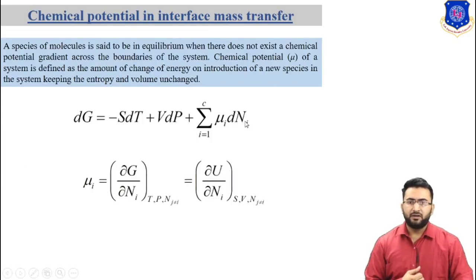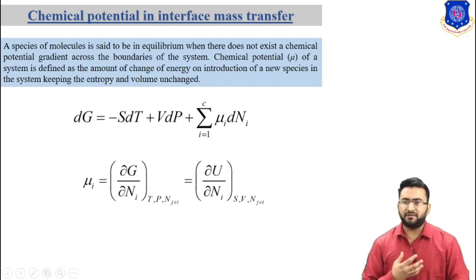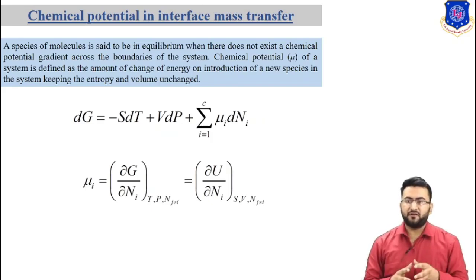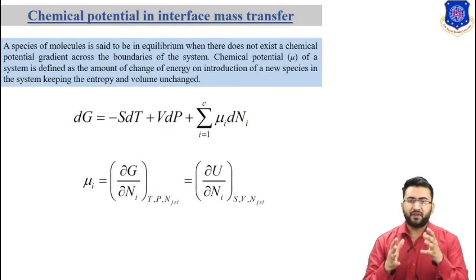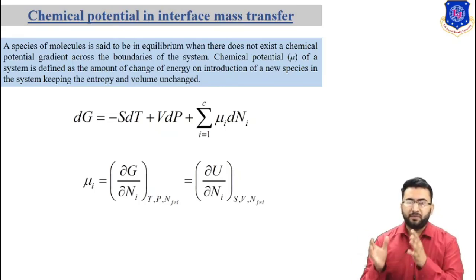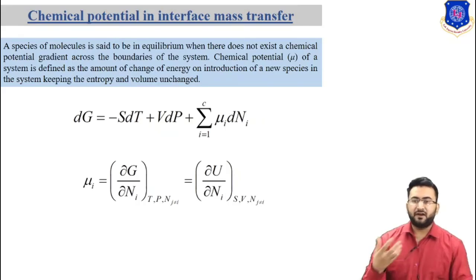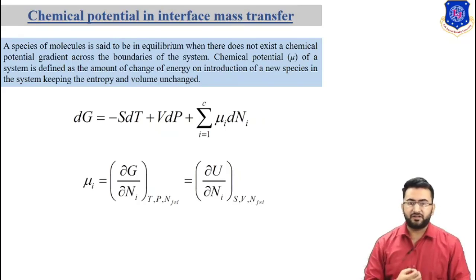Now let's talk about the chemical potential in interface mass transfer. A species of molecule is said to be at equilibrium when there does not exist a chemical potential gradient across the boundary of the system. Chemical potential, denoted by mu, is defined as the amount of change of energy on introduction of a new species in a system, keeping entropy and volume unchanged. Typically, partial molar Gibbs free energy is referred to as the chemical potential of the system.